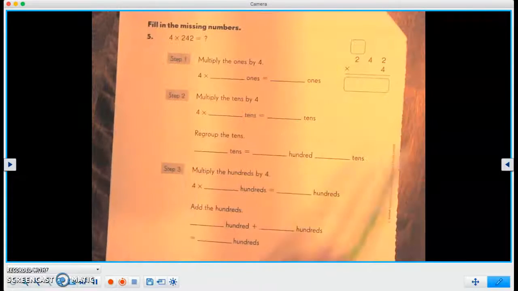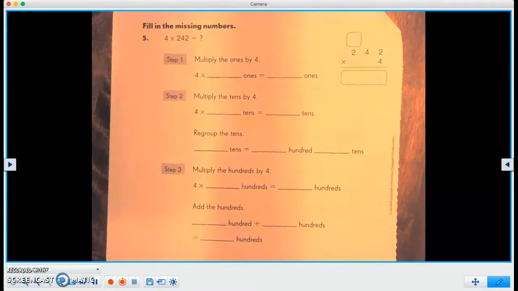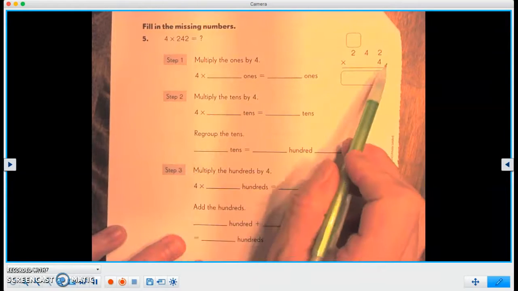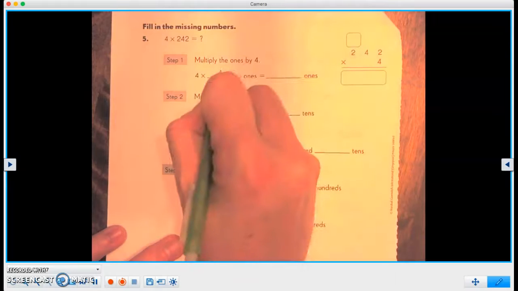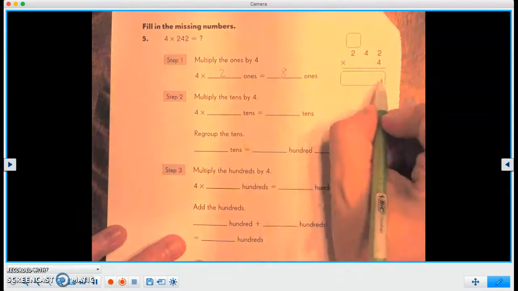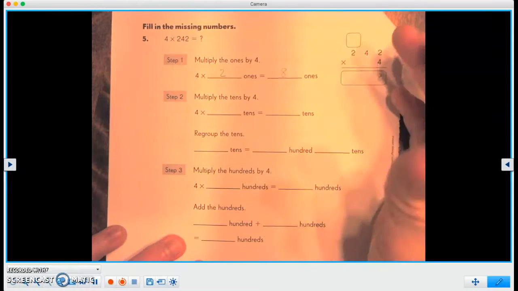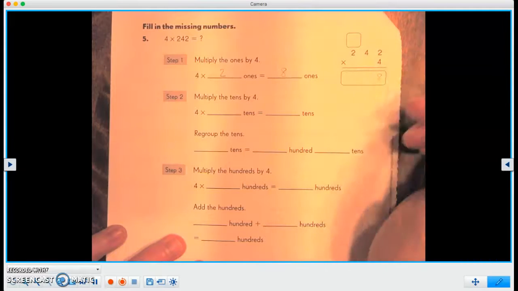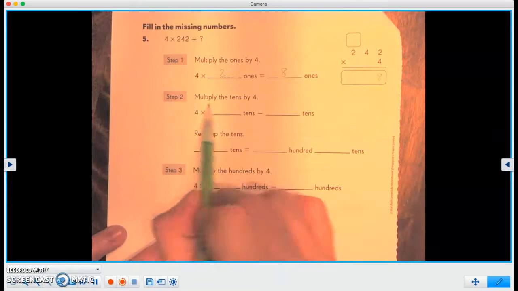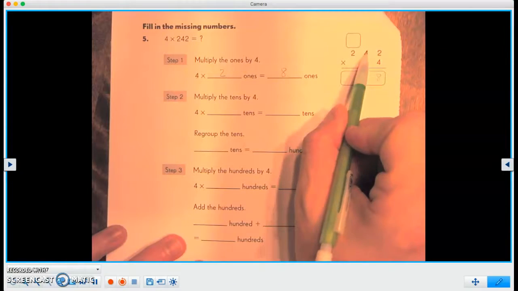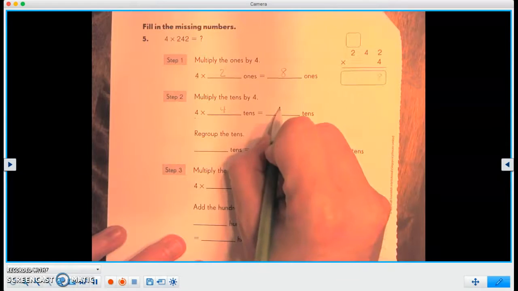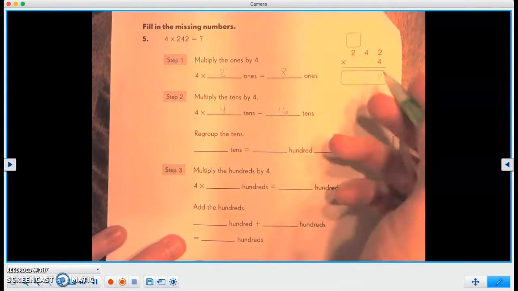So again, we're going to work through here, and it's 242 times 4. So step 1, multiply the ones by 4. So there are 2 ones. 4 times 2 equals 8. Write my 8 there. Notice we did not have to regroup that time because the answer was under 10. So now we're going to go to step 2, multiply the tens by 4. So there are 4 tens. 4 times 4 equals 16 tens. So let's regroup the tens now.